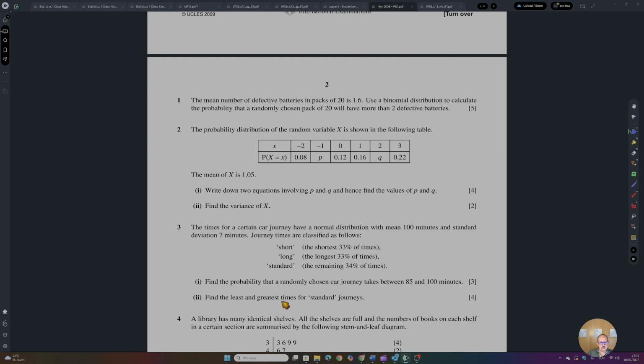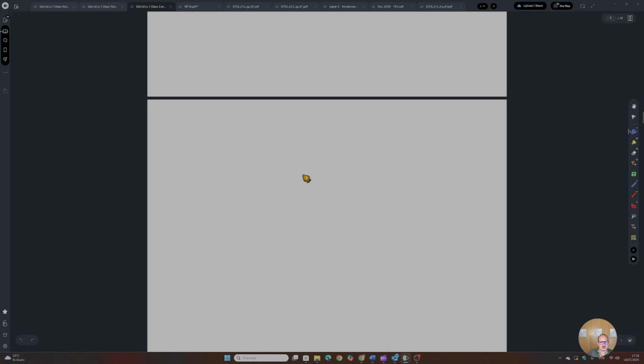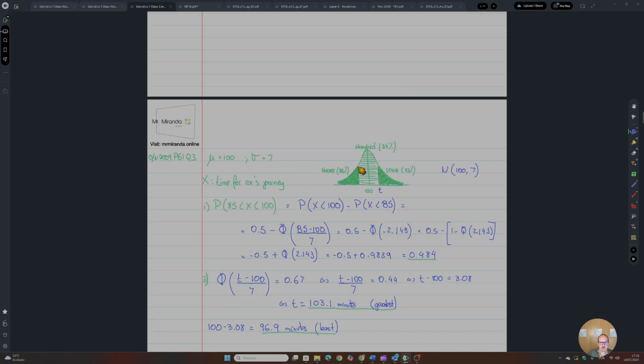Find the least and greatest times for standard journeys. What are standard journeys again? The remaining 34% of times. With a diagram, you'll understand this better. Okay, I did it over here. This area over here is the probability that the journey is a short journey. This over here is the probability that the journey is a long journey. These horizontal bars correspond to the probability that it is a standard journey.